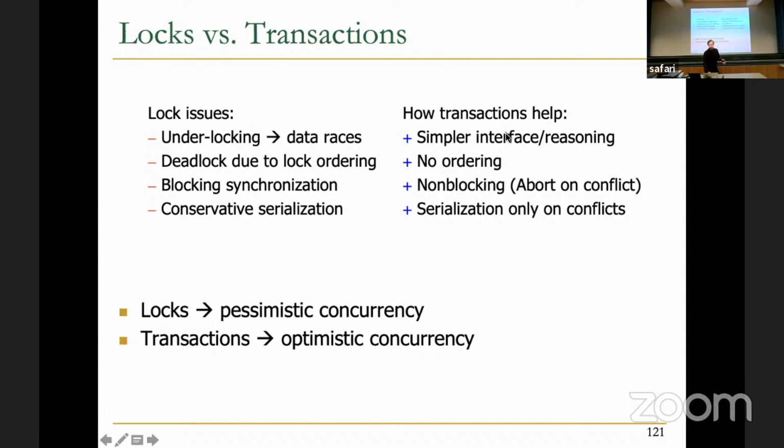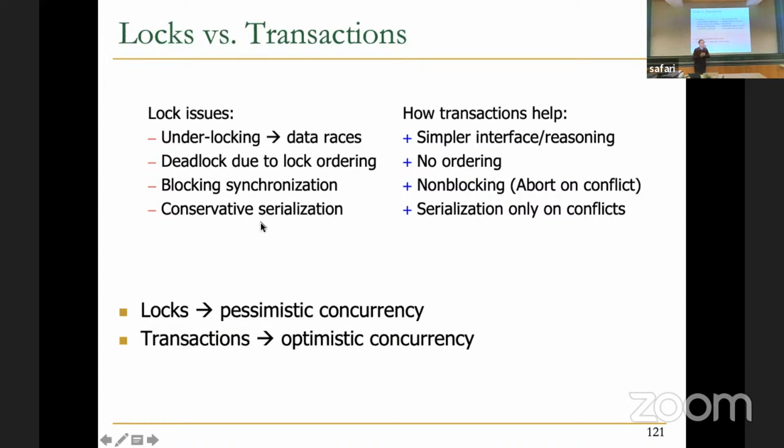Transactions actually make the interface simpler. You can reason about transactions better, and you don't need to think about what do I lock? Which locks do I acquire in order to update some part of a data structure? You can have a single lock locking the entire data structure, but that usually leads to very large serialization because of the blocking synchronization of pessimistic locking.